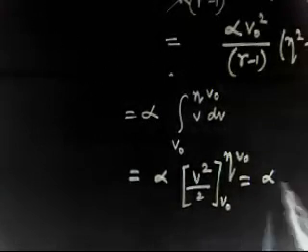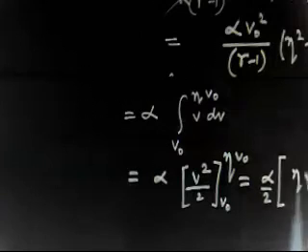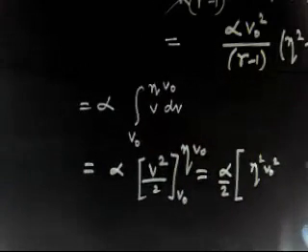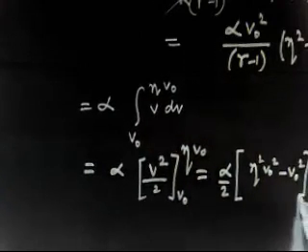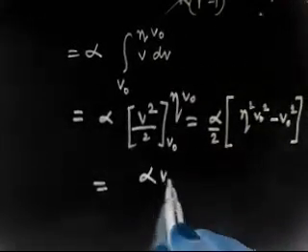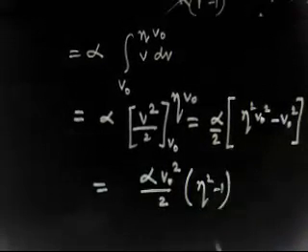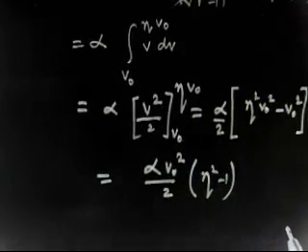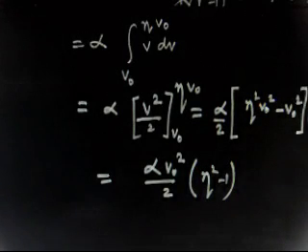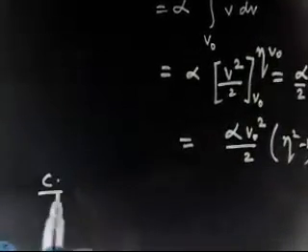So this will be alpha by 2, let us take 2 common, into eta square V naught square minus V naught square. So the work performed will be, if I take V naught square common, alpha V naught square by 2 into eta square minus 1. So this is again an easy one. Now the third part says find the molar heat capacity for the process. So part C, the molar heat capacity, I want to find.